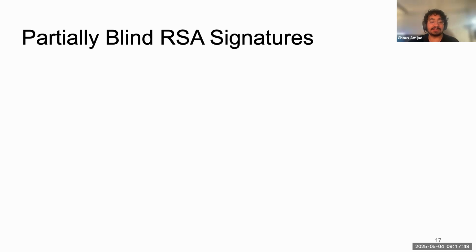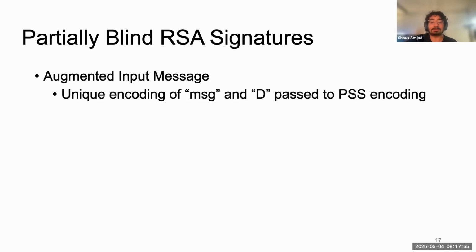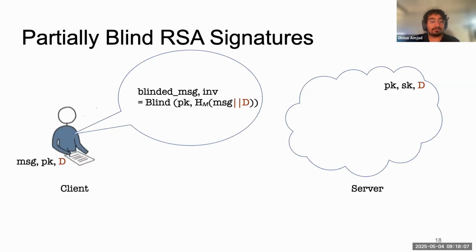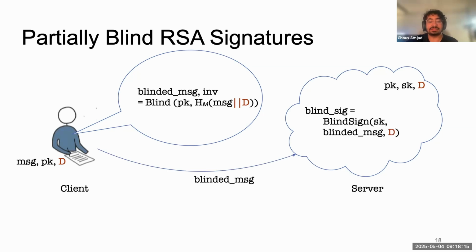So as a first change to the blind signature scheme, we made sure to augment the public metadata with the input message before passing it to the hash function h of m. Sorry, this should be h of m here. Now, in the diagram, we're basically concatenating the public metadata to the message before blinding it and sending it to the server, and the server also uses the public metadata during the blind sign protocol.